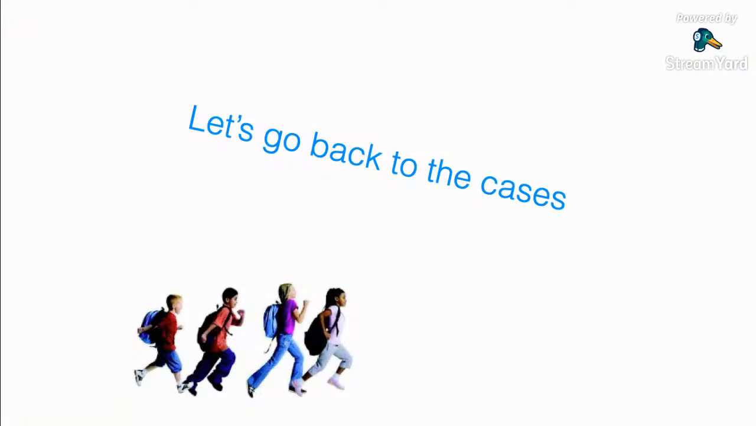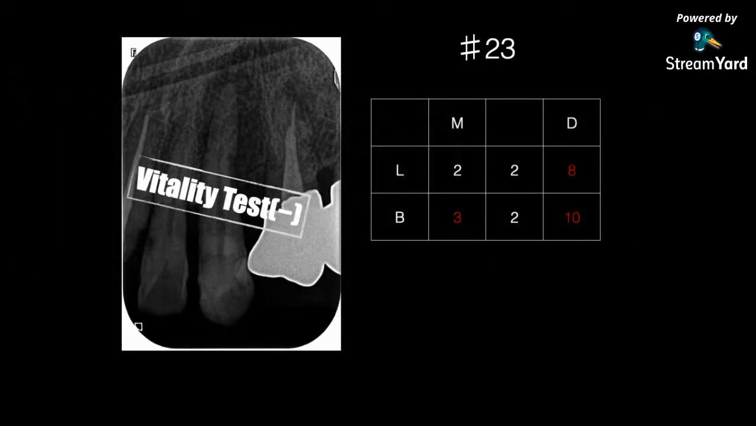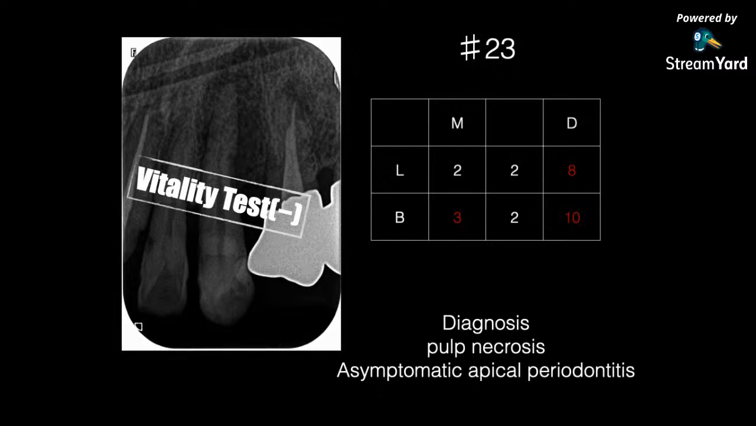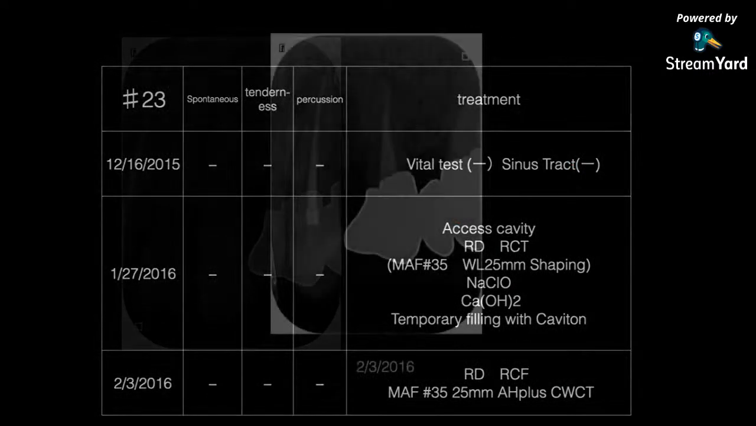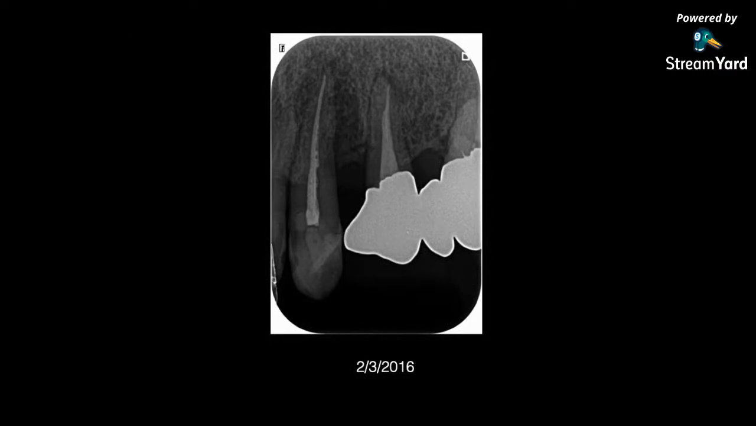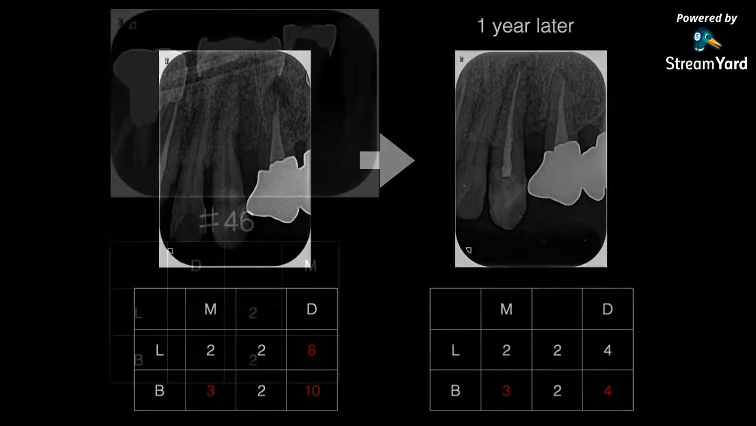So let's go back to the cases. This is the upper left canine. First we checked the vitality test, and the result was negative. So the diagnosis is pulp necrosis and asymptomatic apical periodontitis. We did endodontic treatment in 3 sessions, and this is the root canal filling. One year later, the pocket had recovered from 8 to 4 millimeters, only by endodontic treatment.